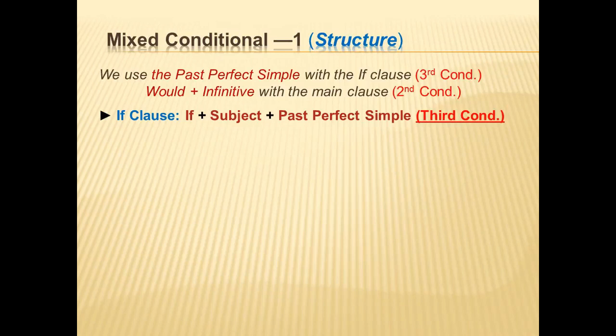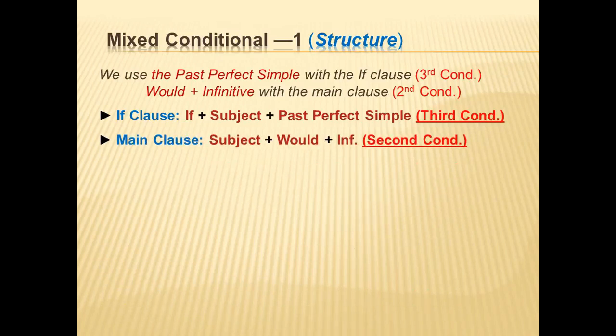In the if clause, you have to use if plus subject plus past perfect simple in the third conditional form, and in the main clause you have to use subject plus would plus infinitive in the second conditional form, and you have to put them together to make one more conditional. It means that we use the third conditional with the second conditional to make one more conditional that we call mixed conditional one.